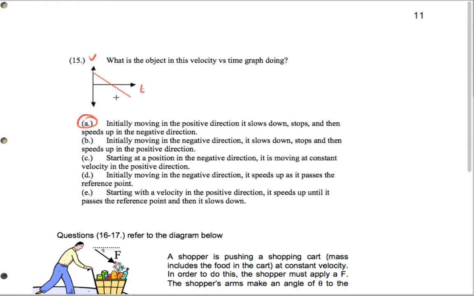Again, this isn't a where you are graph. This is a how fast are you going graph. So I'm really fast here. And I'm really fast here. And here I'm stopped. So I'm going fast to slow, slow to fast, and I'm traveling forwards here, stopping, and then going backwards and fast here.